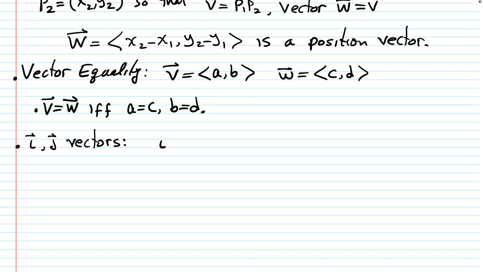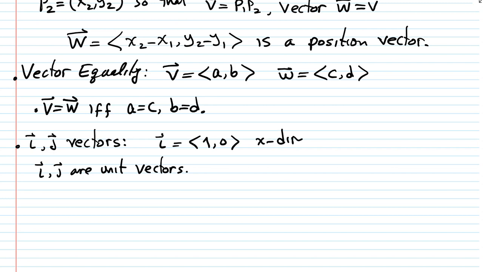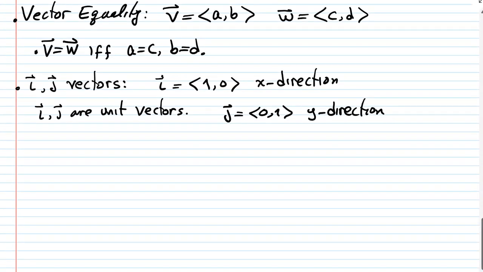i, what does vector i look like? As components, it has 1, 0. i and j, by the way, are unit vectors, meaning they have a magnitude of 1. So i is in the x direction. And what is j? Well, the j vector is 0, 1, going in the y direction. Okay, and these are unit vectors.